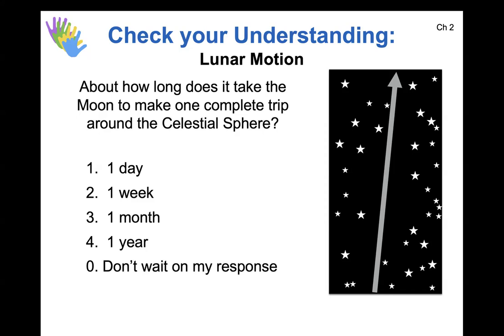About how long does it take the moon to make one complete trip around the celestial sphere? Think about these relative motions. How long would it take for the moon to follow every point on the celestial sphere? What do you think?